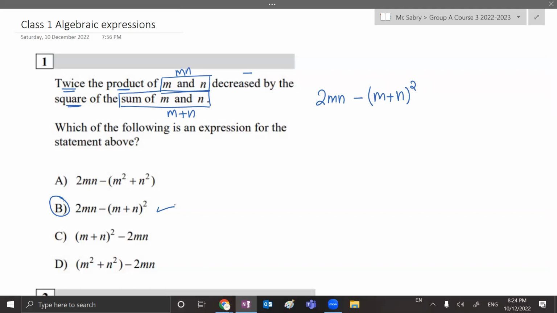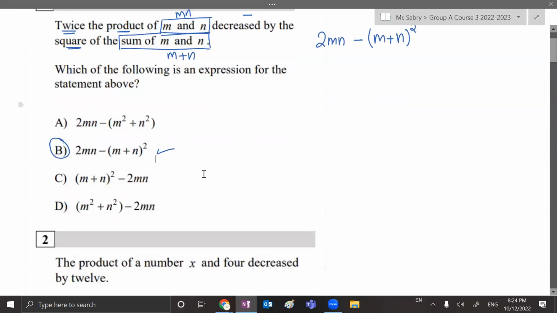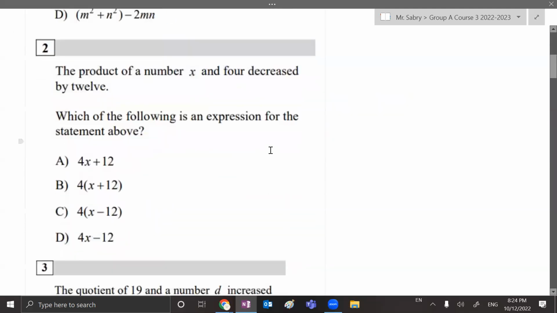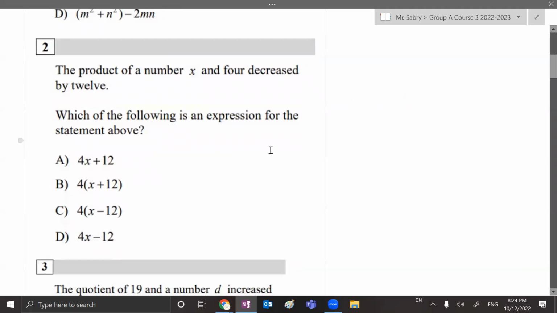Yes. Awesome. Let's move to number 2. Here it says the product of a number x and 4 decreased by 12. You see, I read it part by part. When they say the product of something, there must be two things. So it says the product of a number x and something, and I need to find the other thing.